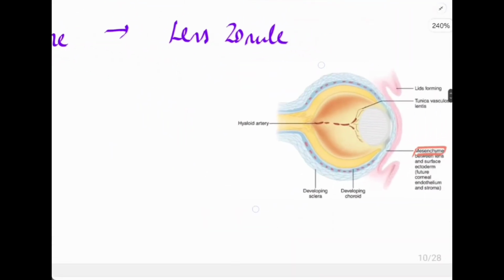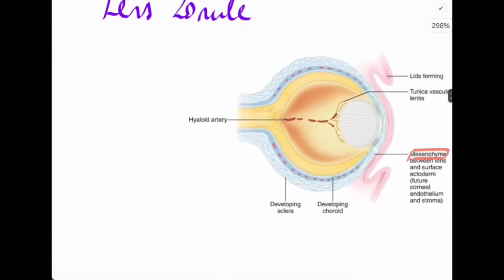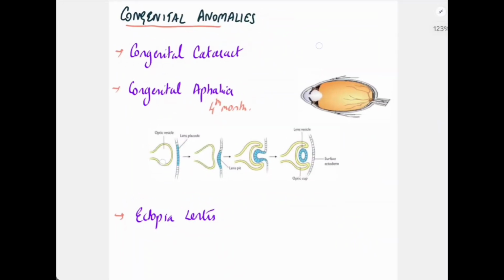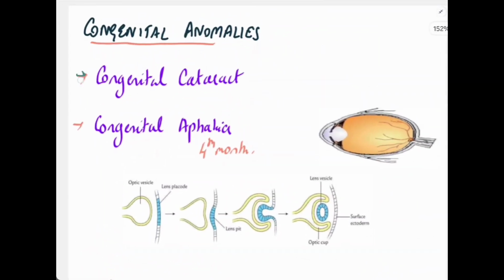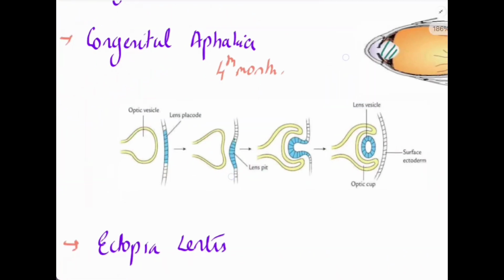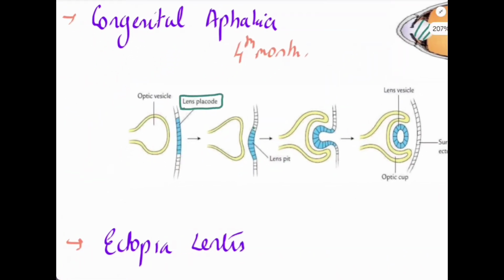The suspensory ligament of the lens: the mesenchyme situated at the edge of the optic cup gives rise to the lens zonule. Congenital anomalies include congenital cataract, congenital aphakia, which is due to failure of development of the lens placode during the 4th month caused by failure of its induction by the optic vesicle, and ectopia lentis.